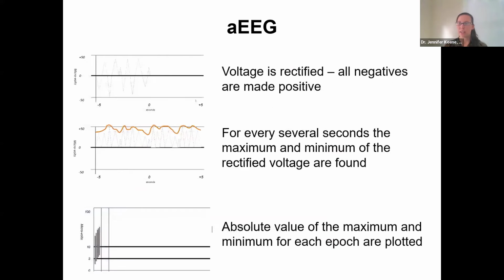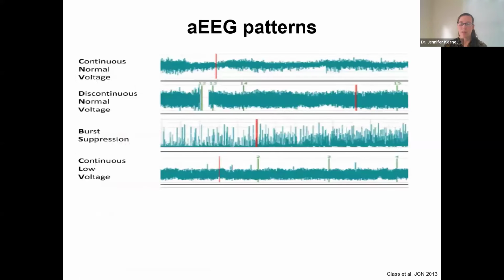So when I say rectified and compressed, what do I mean? So it's rectified, all the negatives are made positive. And then for every several seconds, the maximum and minimum of that rectified voltage is found. And then the absolute value of that minimum and maximum is plotted next to each other. And that lets us look at trends over time for a baby.